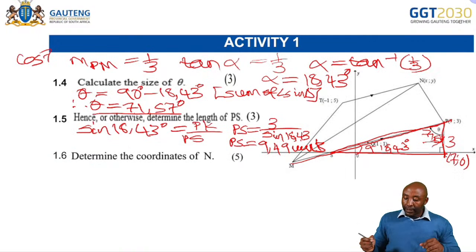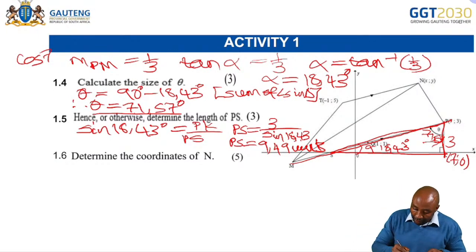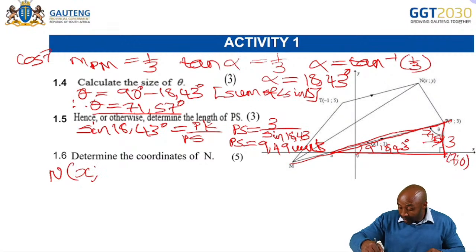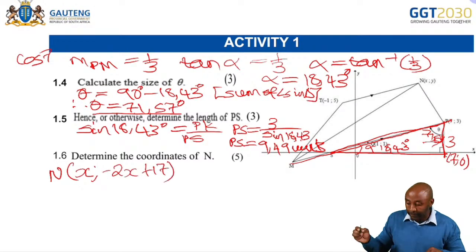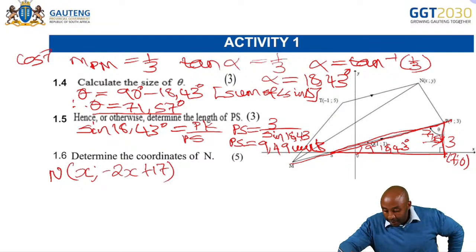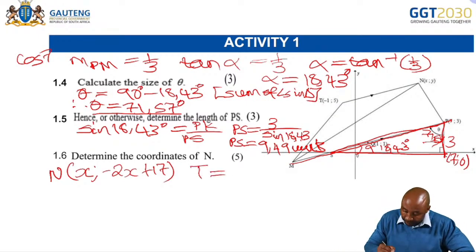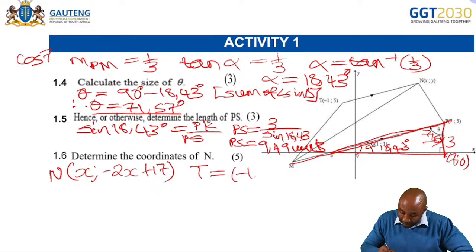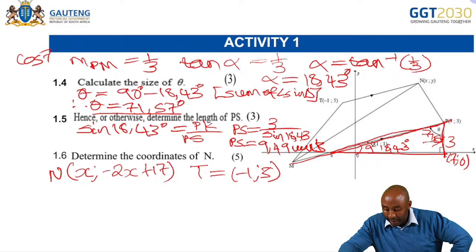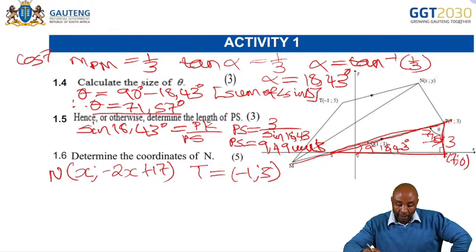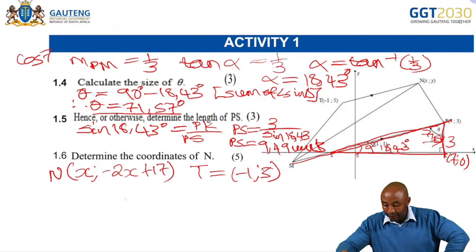So, to make my life easy, I have the equation, so I can write the coordinates of N as x, but I know that the equation of that line is given by negative 2x plus 17. And I have coordinates of T as negative 1 and 5. So what can help me get the coordinates of point N? In short, now I have the coordinates of N in terms of x. It's x and negative 2x plus 17. And I have got the line PN, which helped me to get those coordinates.